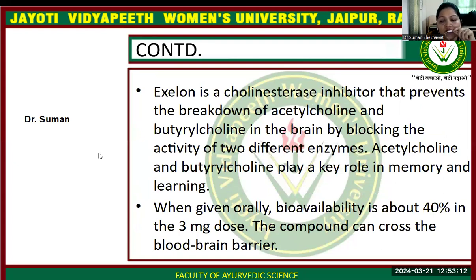Exelon is a cholinesterase inhibitor that prevents the breakdown of acetylcholine and butyrylcholine in the brain by blocking the activity of two different enzymes. Acetylcholine and butyrylcholine may play a key role in memory and learning. When given orally, bioavailability is about 40%. In the 3 mg dose, the compound can cross the blood-brain barrier.